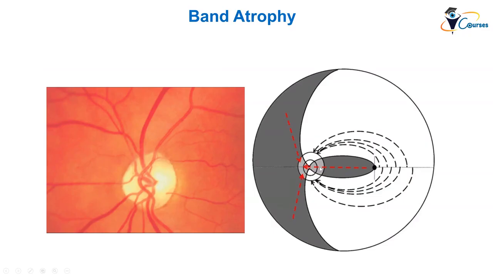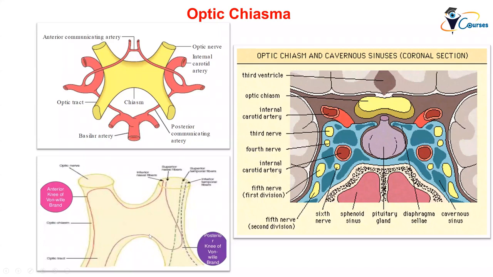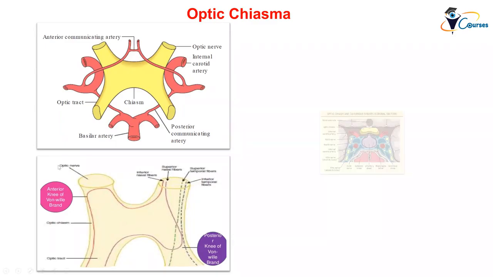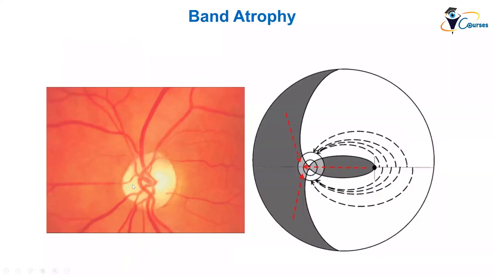But why is there involvement of the papillomacular bundle? This is because of the involvement of the central fibers. The central fibers decussate posteriorly in the chiasm, so when they are involved, they will be representing the papillomacular bundle, leading to involvement of the temporal aspect or causing temporal pallor. So there will be both temporal pallor and nasal pallor, giving this characteristic band atrophy.